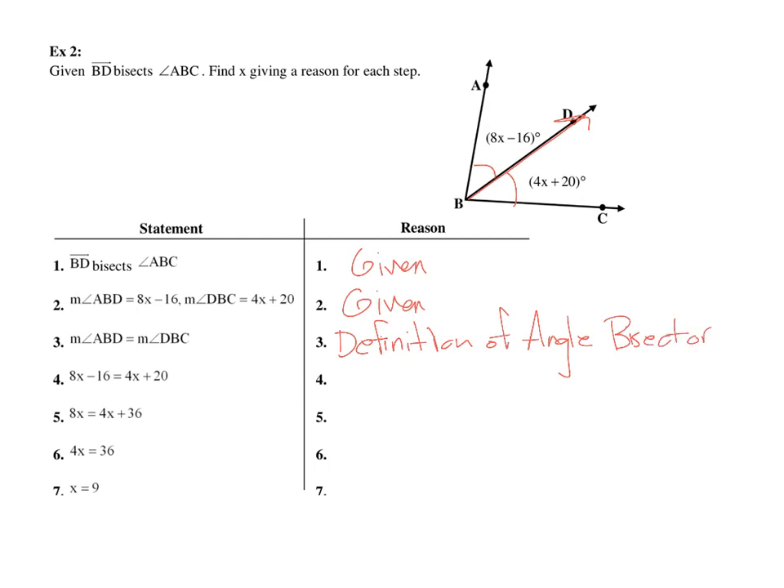All right, now for part 4, 8x minus 16 equals 4x plus 20. Where did those come from? Well, we're just substituting in the equivalent expressions here for those angle measurements. All right, then what happens next? Well, we added 16 on both sides. So we did it on both sides. So that's the addition property.